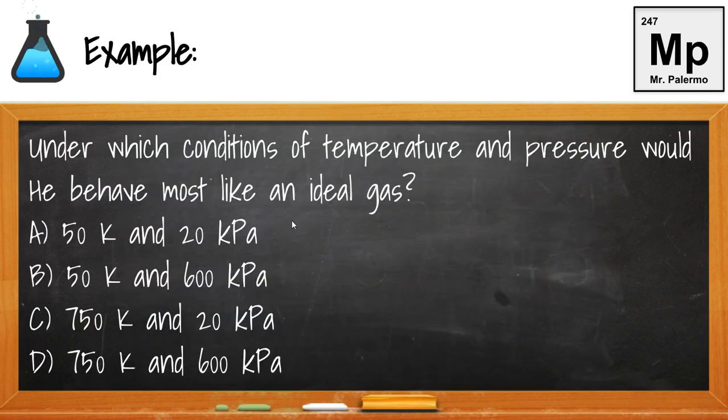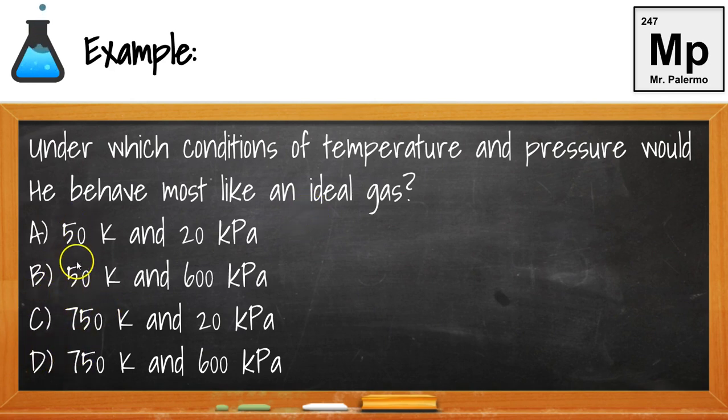So here's an example we would see of a question pertaining to this topic. Under which conditions of temperature and pressure would helium behave most like an ideal gas? So that's our PLIGHT. We want the pressure low and we want the high temperature. So high temperature would be either choice C or D.